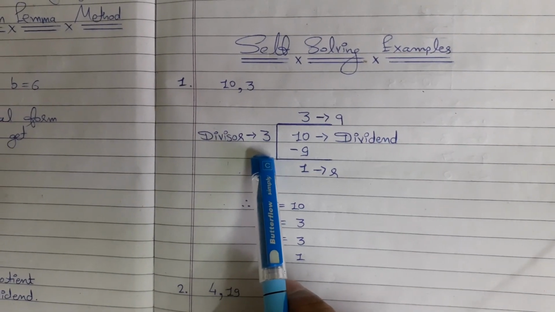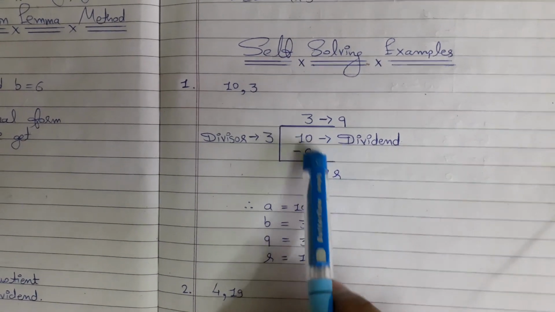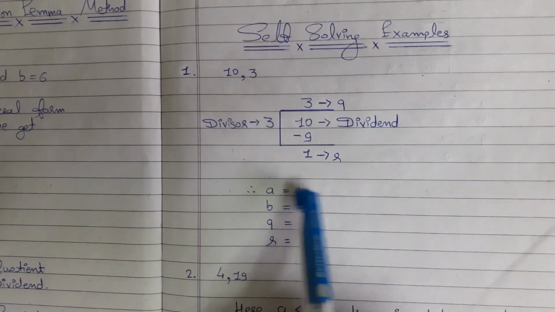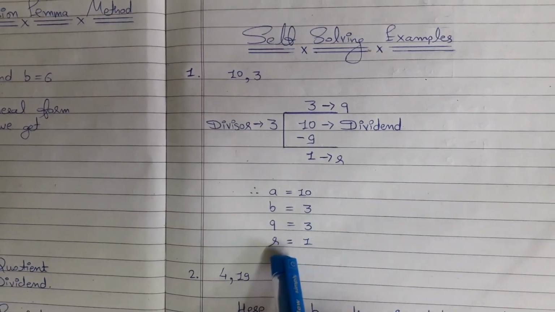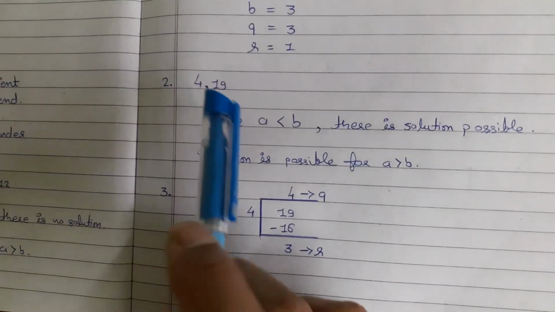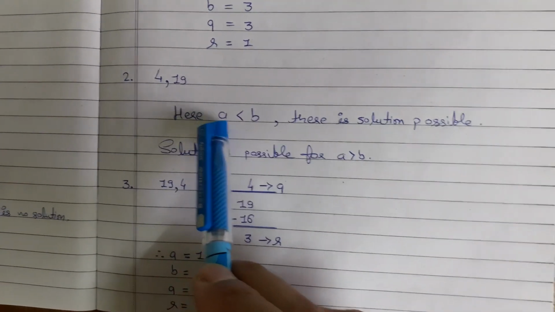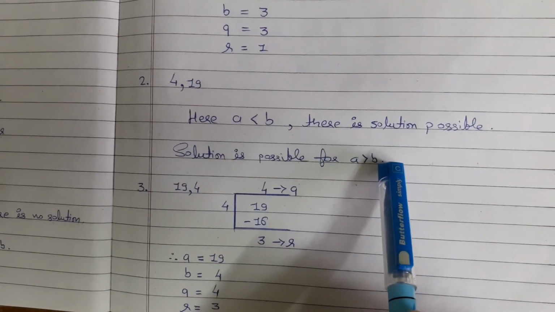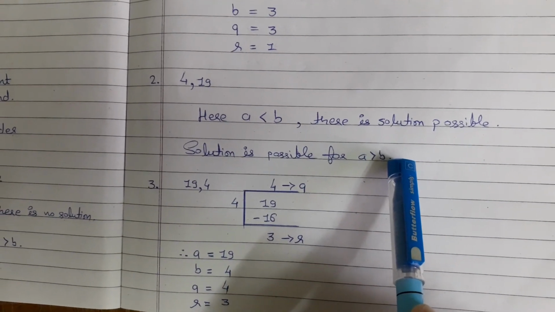10 divided by 3: 3 threes are 9, 10 minus 9 is 1. So remainder is 1 and quotient is 3. So A is equal to 10, B is equal to 3, Q is equal to 3 and R is equal to 1. Second question is 4, 19. Here A is less than B, so no solution is possible. Solution is possible only for the condition A is greater than B.